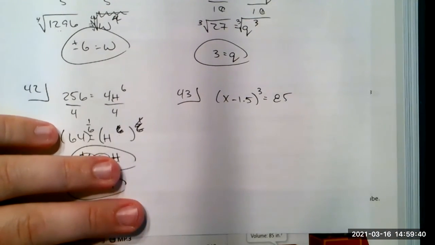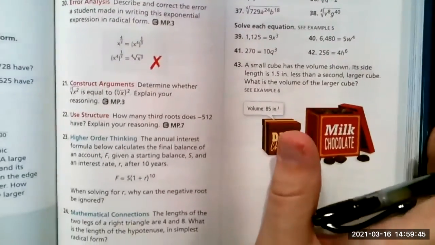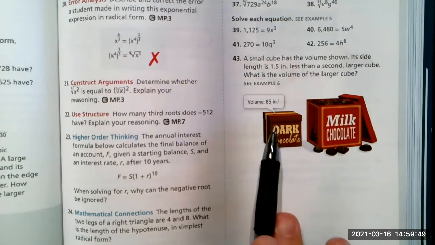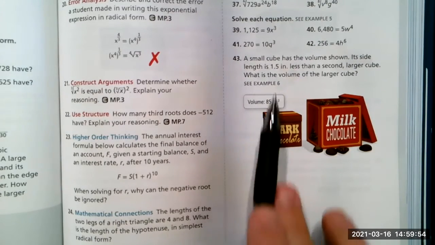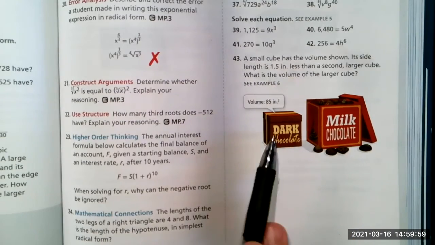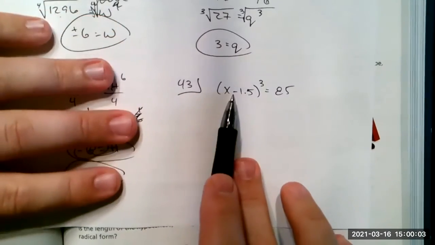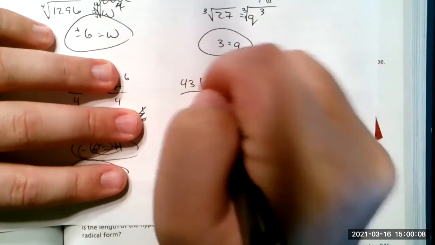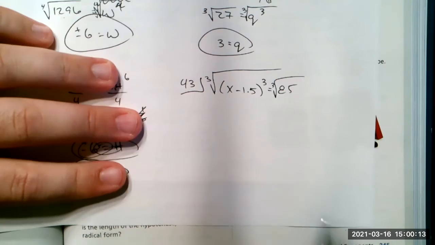The small cube has the volume shown. It's saying that the small cube's side length, because it's a cube, length, width, and height are all the same, is 1.5 inches less than this one. So this side length is going to be x minus 1.5. That's where I got that. Cubed equals 85. Now I will take the cube root of both sides, or you could raise both sides to the 1/3, same thing.